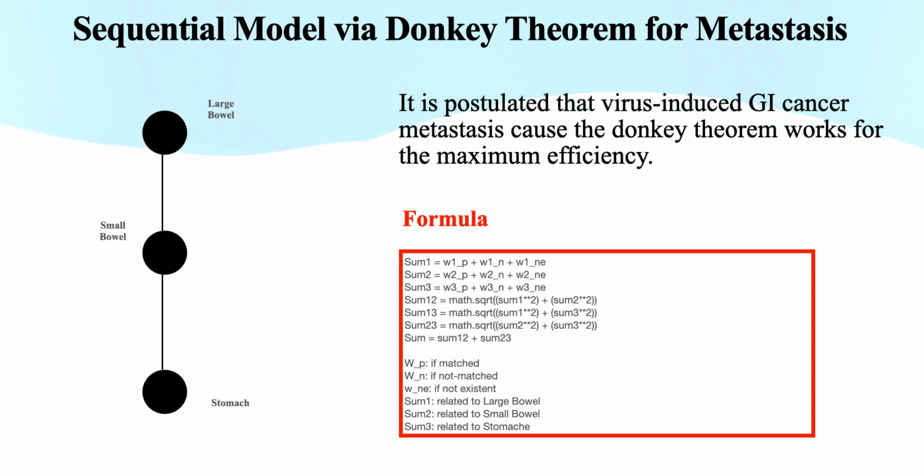In order to check the effect of virus in cancer metastasis, which is also one of the combinatorial diseases, I developed a deep learning model consisting of 3 layers such as large bowel, small bowel, and stomach, and connected these layers through the Donkey theorem, and it worked and changed the results remarkably, which can indicate the maximum efficiency.